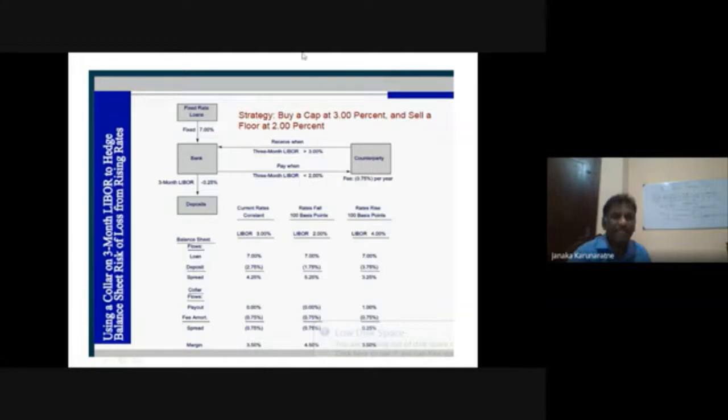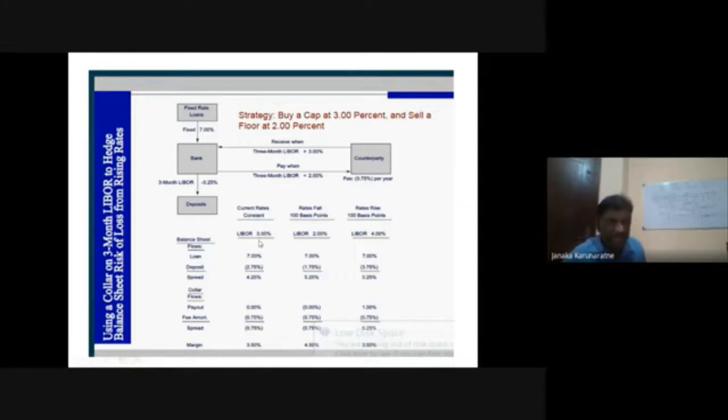That is below 2%. The differential is paid. Okay, below 2%. The differential is paid to the counterparty, right? But the premium for this whole transaction is 0.75, right?